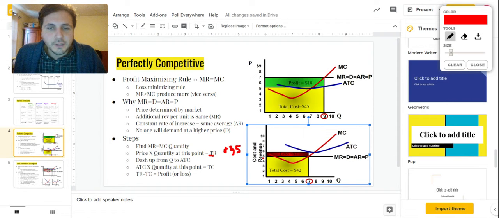Now I dash up until I get to average total cost. Notice it's higher than marginal revenue. That should already tell you you have a loss, right? So way up here is going to be 6 times 7 or 42. My total cost is going to be ATC times quantity or 42. In order to find my profits, I take my total revenue, 35, minus my total cost, 42. And that's going to give me a profit of -7. In other words, I'm going to have a loss of $7.